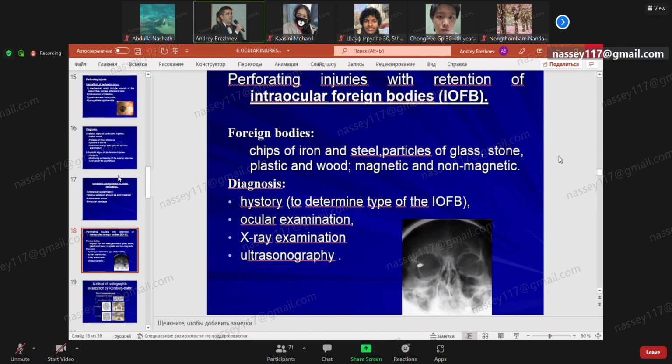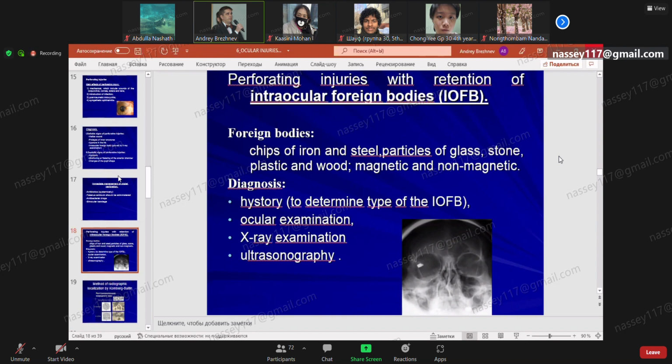It's very important for our tactics. In case of a magnetic foreign body, we can remove it with the help of special medical magnets. If it's non-magnetic, like glass, wood, or plastic, we can remove it only with special instruments, special forceps, and knives.